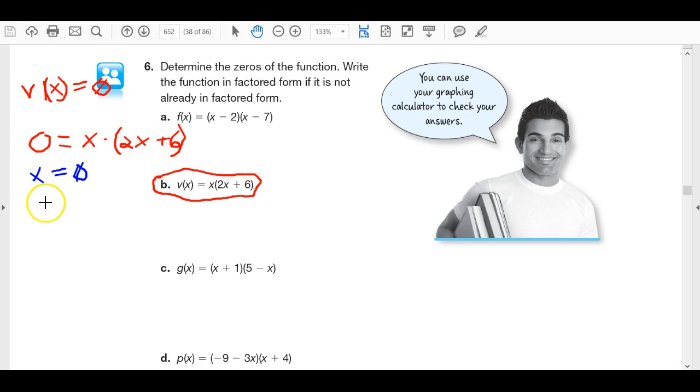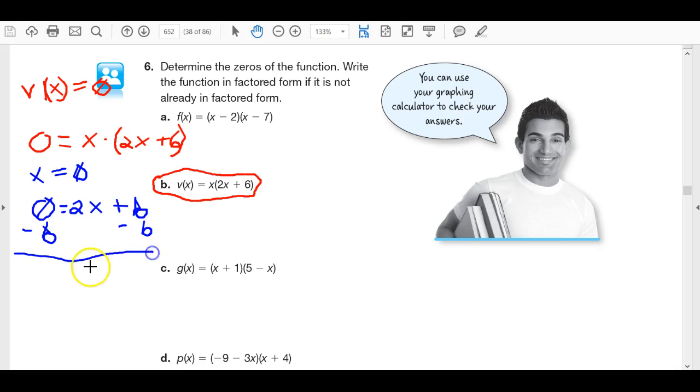The other one is, what would I need to put in here to make this part turn into 0? So let's put a 0 here, and I go 2x plus 6. I'm asking the question, what do I need to put in here to make this turn into 0? So how do we solve this? Well, we take away 6 from both sides.